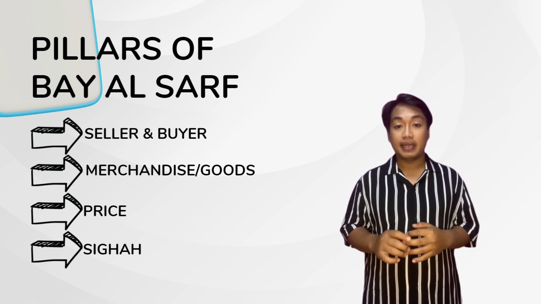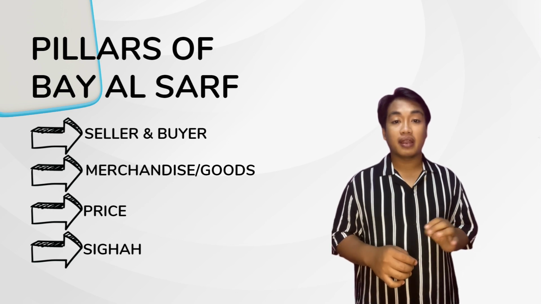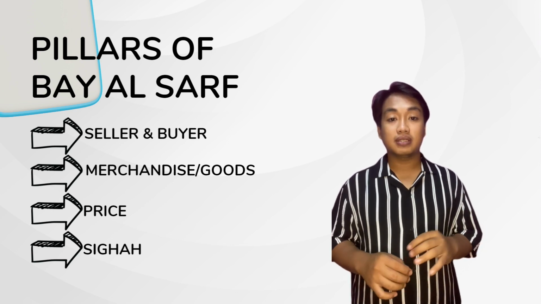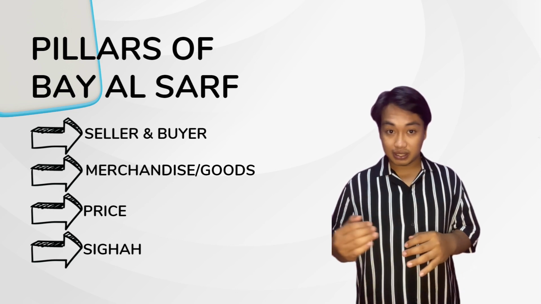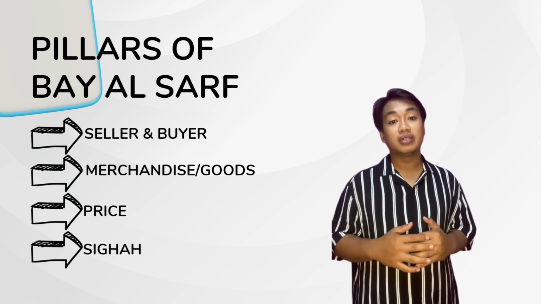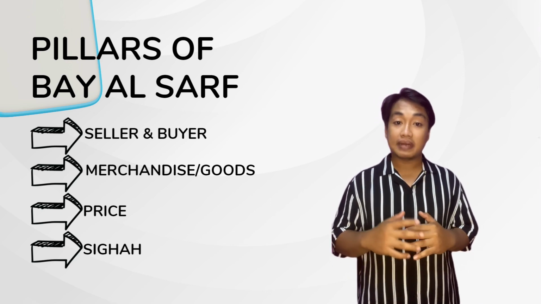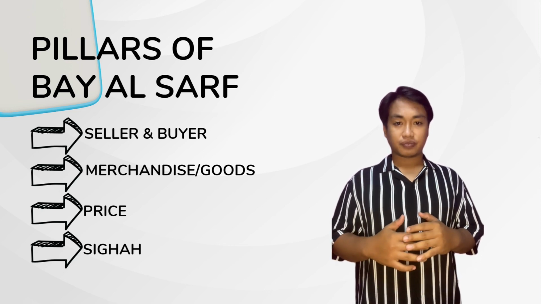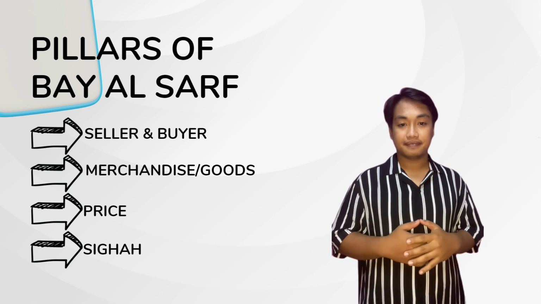The last pillar of Bai Al-Sarf is Sigha. Sigha is ijab and qabul, offer and acceptance. The seller makes an offer to sell the merchandise or goods, and the buyer accepts the offer. This mutual agreement between the parties is essential for the formation of a valid sales contract.